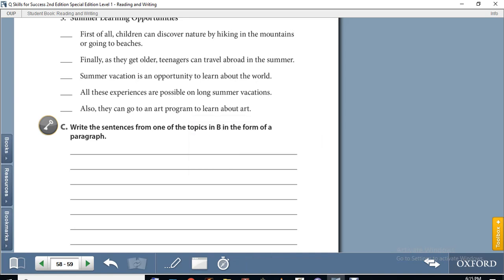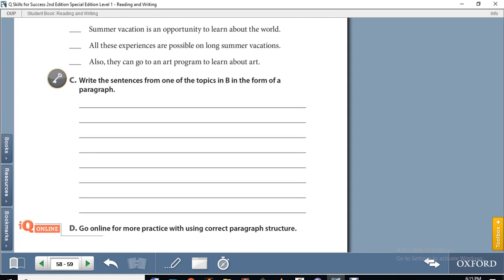Now, an activity for you. Based on what you've learned so far, you need to write the sentences from one of the topics in activity B in the form of a paragraph.